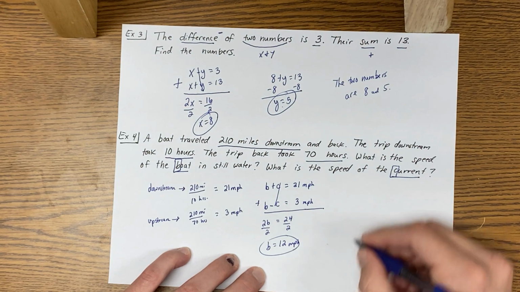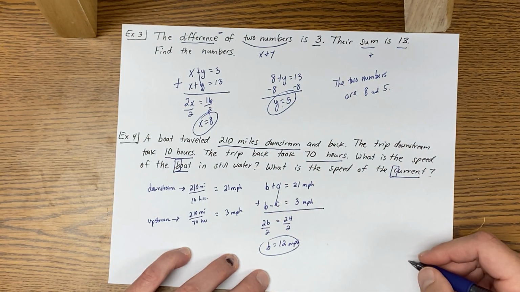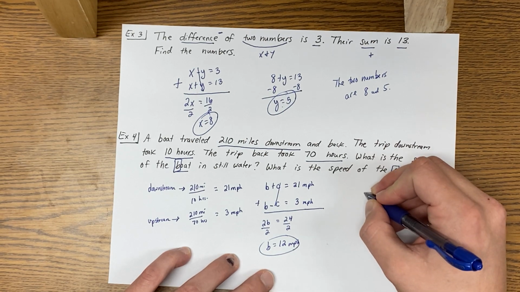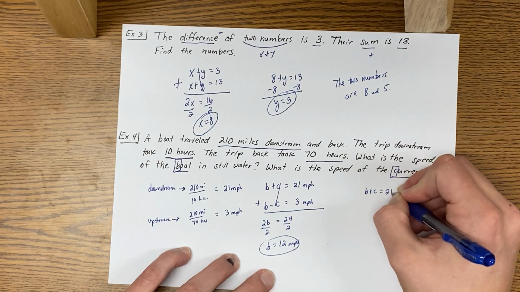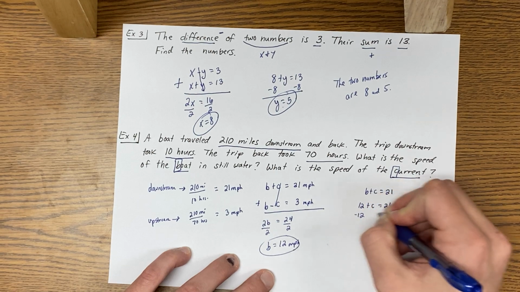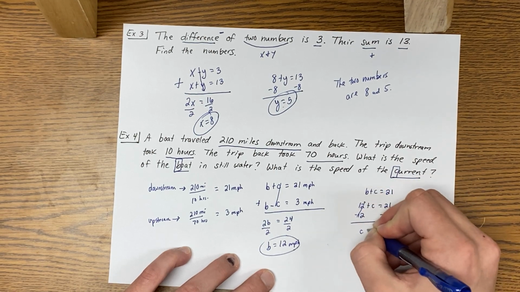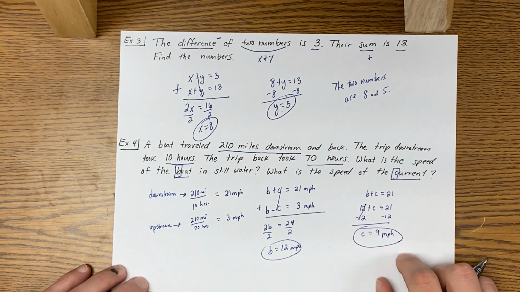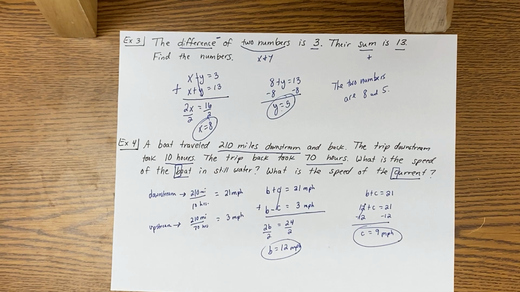Now we have 12, we can plug that into either one of our original equations. Let's use the first one. So we have B plus C equals 21. B is 12, so 12 plus C equals 21. We subtract 12 from both sides, and we get C equals 9. So we know the boat was traveling 12 miles per hour, and the current was traveling 9 miles per hour. And we can check: 12 plus 9 gives me 21, and 12 minus 9 gives us 3.